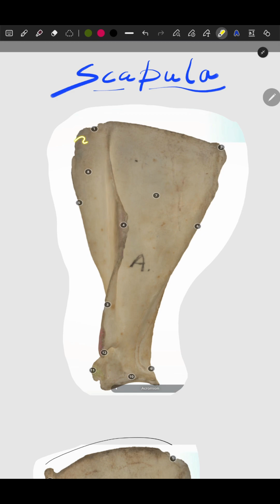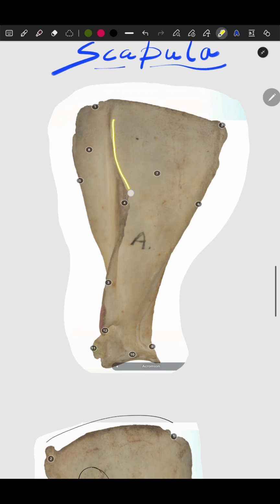Now here three angles are formed. The angle between the anterior border and vertebral border is known as the anterior angle, and the angle between the vertebral border and posterior border is the posterior angle. The angle between the anterior border and posterior border is the glenoidal angle of the scapula.